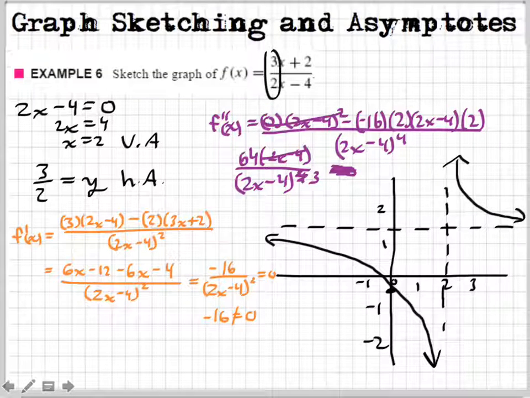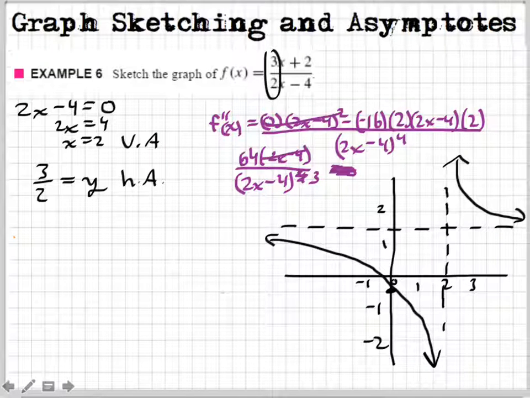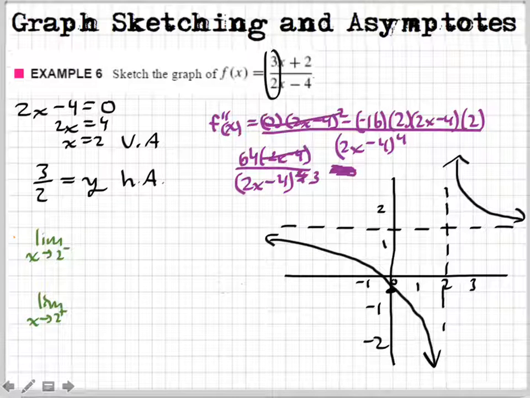So let me clean this up a little bit, and this will take me about 30 more seconds. So you're going to want to think about 2 different limits. You're going to think about the limit as x approaches 2 from the left side, and the limit as x approaches 2 from the right side. And we're taking the limit of 3x plus 2 over 2x minus 4.